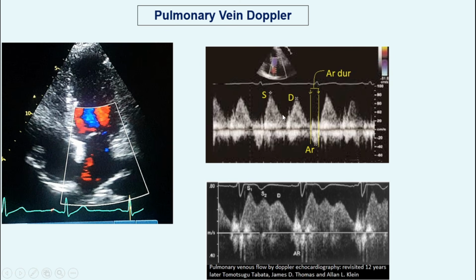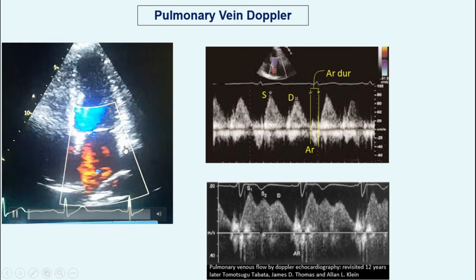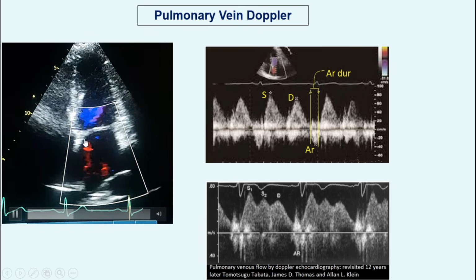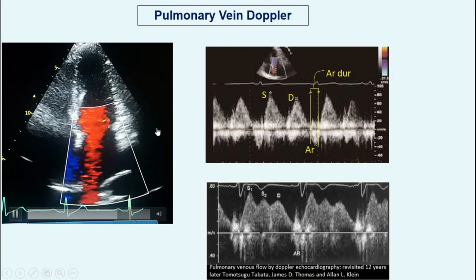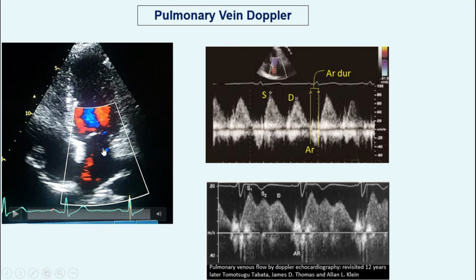During systole, as you see, the annulus or base of the heart moves toward the apex, and so the left atrium elongates. With elongation of the left atrium, the pressure inside the left atrium decreases, and so blood goes suddenly from the pulmonary vein to the left atrium, and it gives us a positive shift as you see here, and we call it S, that represents the systolic phase.